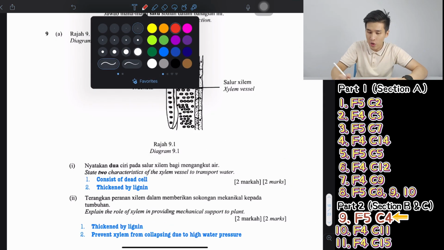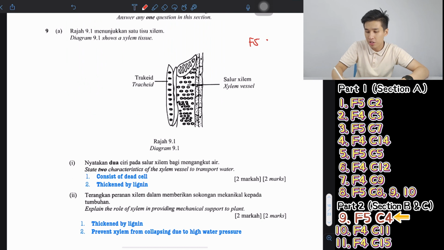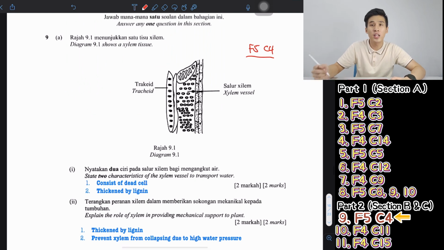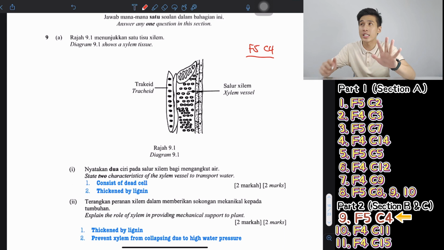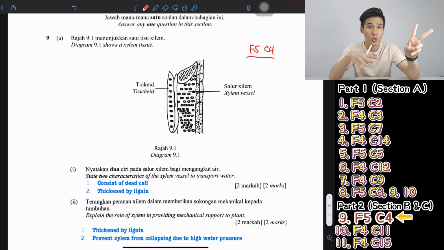Now, first essay question, Form 5, Chapter 4, together with Form 5, Chapter 2, right? This plant chapter has not come up for the past 2 years. So this is the third year already. Also very high chance of being a question.